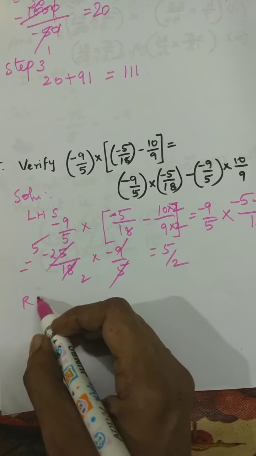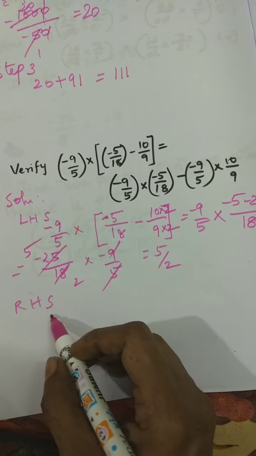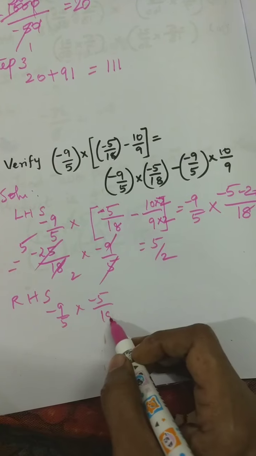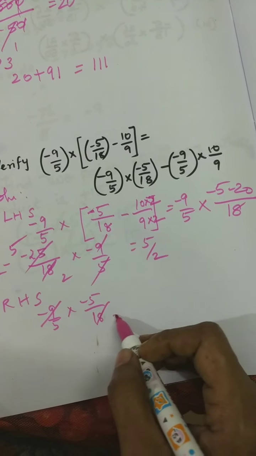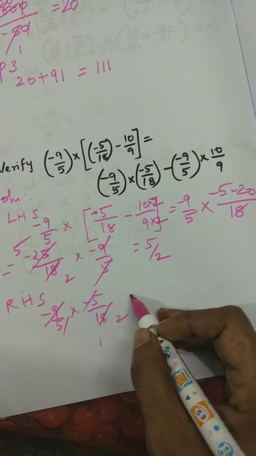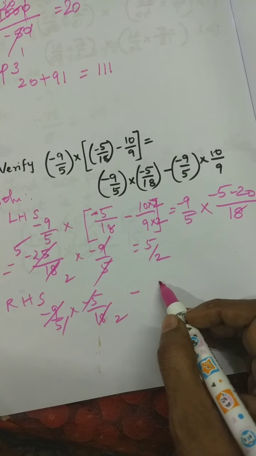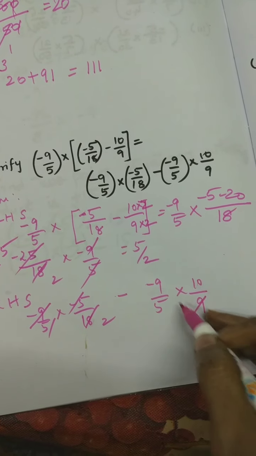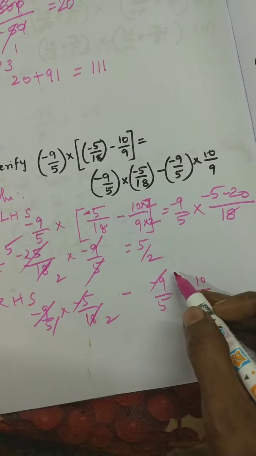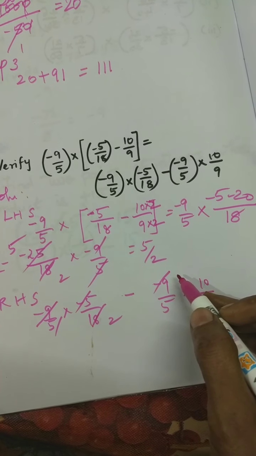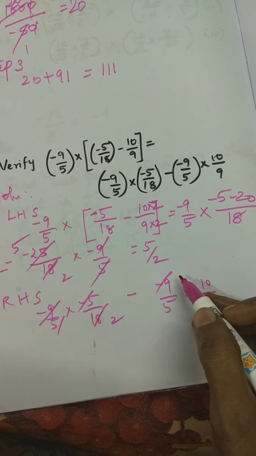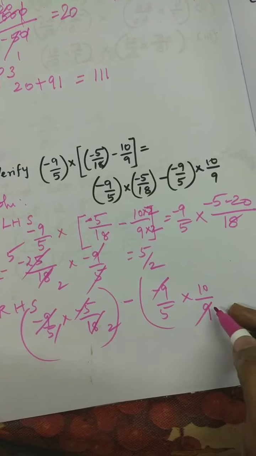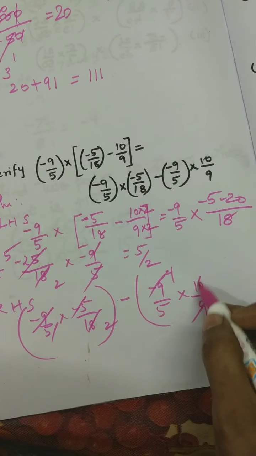Let us check the RHS. Take RHS. That is minus 9 by 5 into minus 5 by 18. Minus and minus becomes plus. Here 2 times, here 1 times. Minus 9 by 5 into 10 by 9. And now we can cancel. This will become as, already you have minus 1, minus 1, here 2 times.